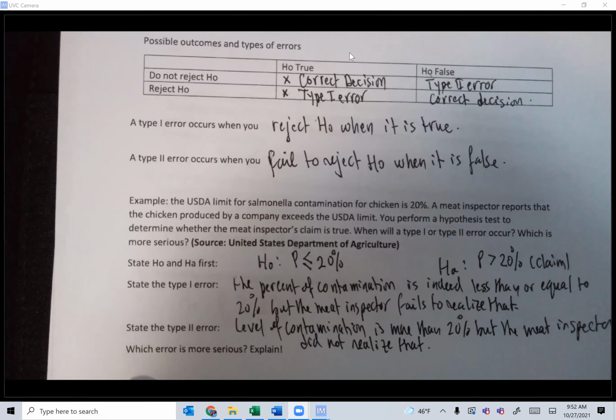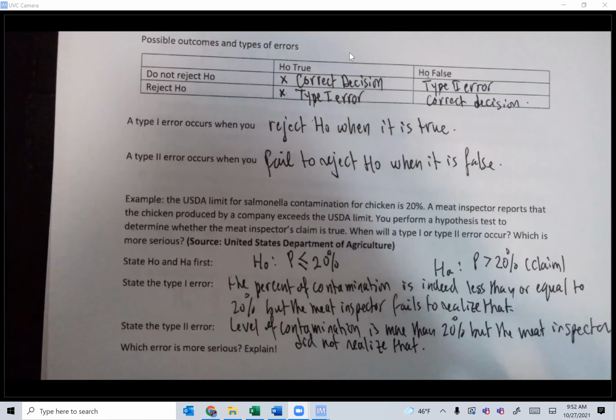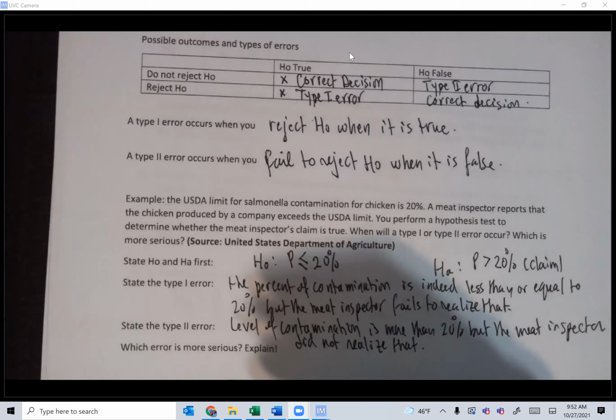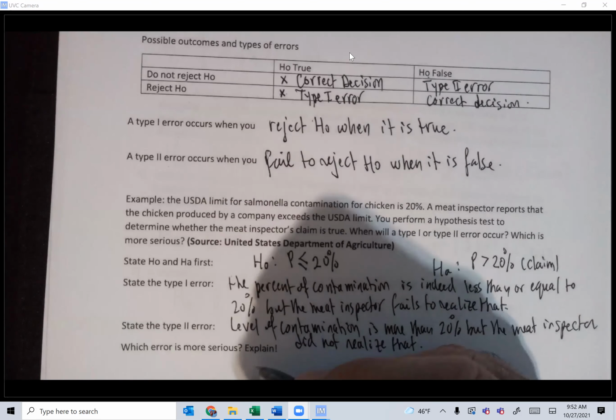What will happen to people when they eat meat that is contaminated? Get sick. They get sick, exactly. Maybe food poisoning. Yeah, food poisoning, exactly. So which error is more serious? Definitely type 2.